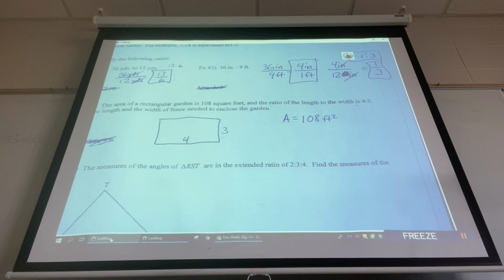Basically, if you multiply 4 times 3, you get 12, right? And then if you multiply 12 by 9, you get 108. So there you go, you got both sides, 12 and 9. Okay. Is it 4 to 3, which means oh, okay.